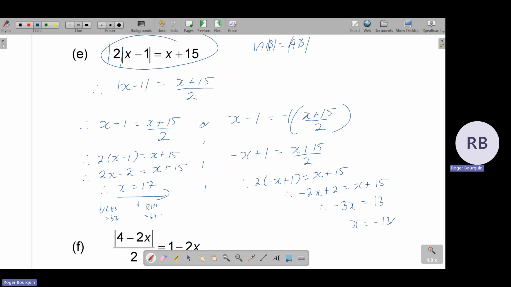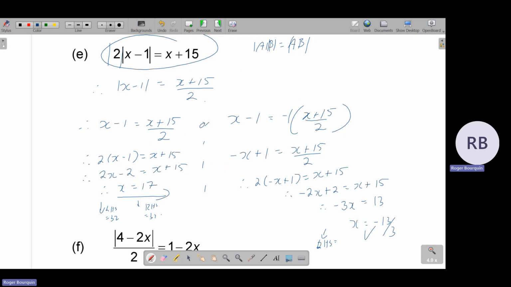So guys, you should get -13 over 3. Right, you should get -13 over 3, so go check if that works. On the left-hand side, use your calculator if you want. You're going to get 2 times the absolute value of -13 over 3. What does that give you? Does it work? Apparently it works.